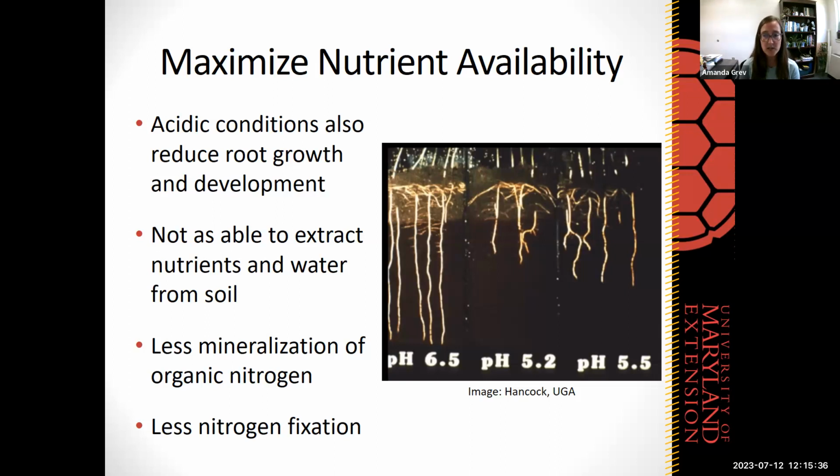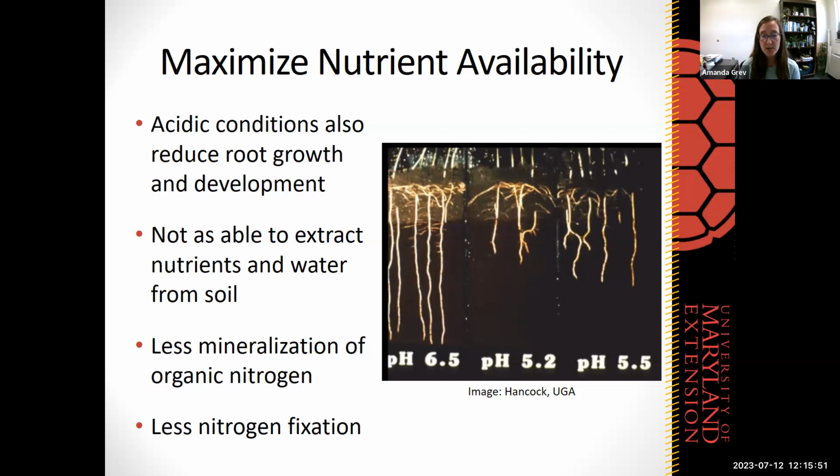So here in this figure, you can see pictures of root establishment under different pHs. So pH of 6.5 on the left, so more of an ideal pH. You can see we have longer, healthier roots, more branching of those roots.